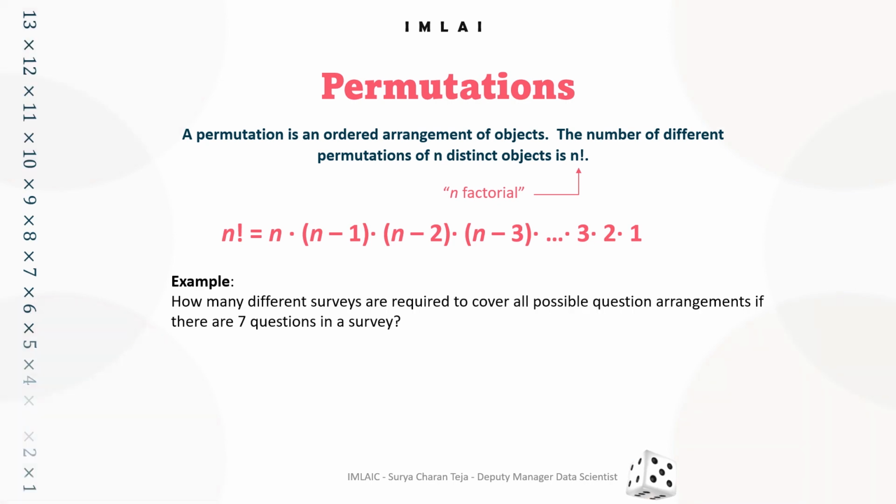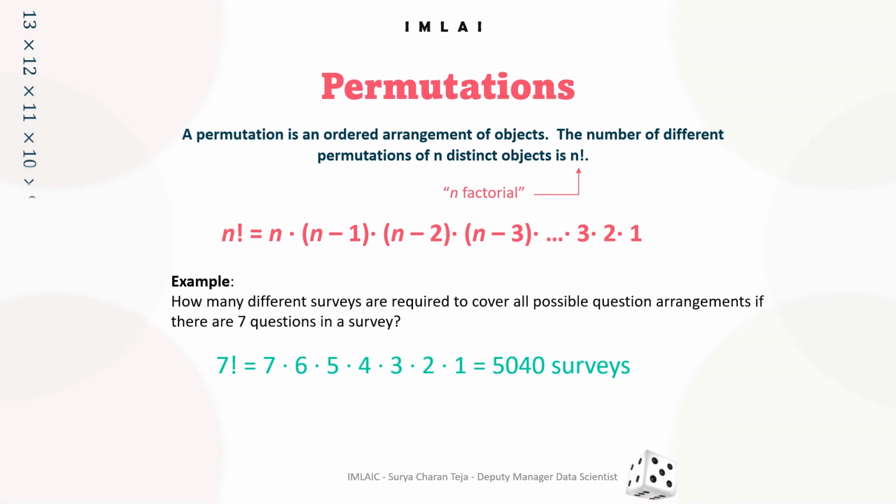Now, how many different surveys are required to cover all possible question arrangements if there are 7 questions in a survey? Here we are not arranging in certain ways, we only have n objects and we are seeing permutations of n distinct objects. So there are 7 questions. Obviously, it's 7 factorial. 7 times 6 times 5 times 4 times 3 times 2 times 1 is equal to 5040 surveys.